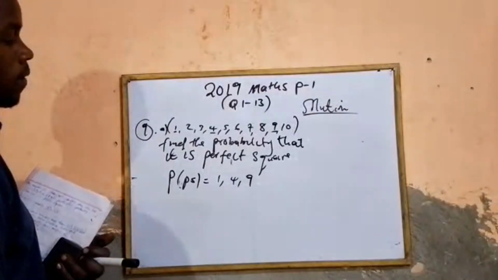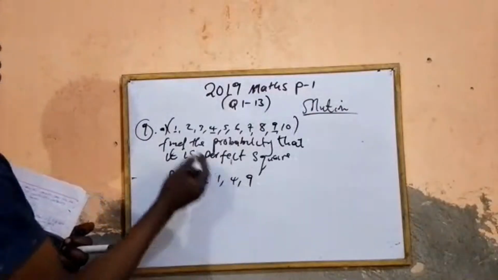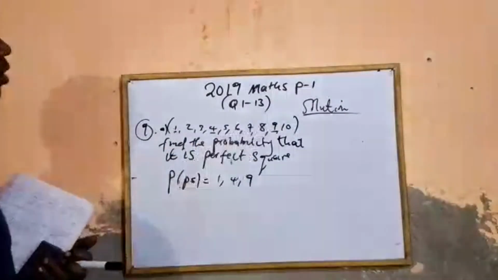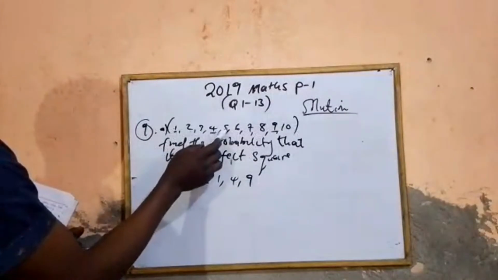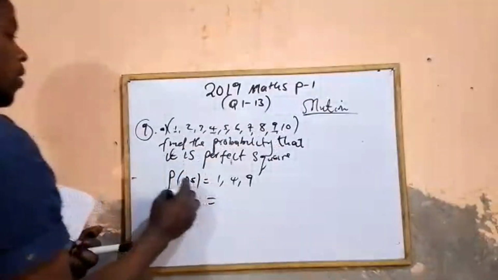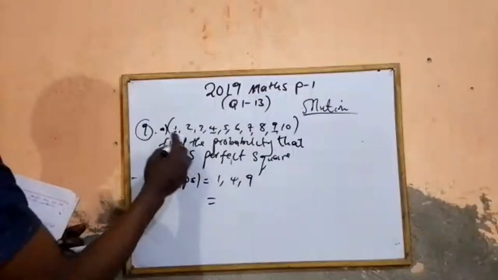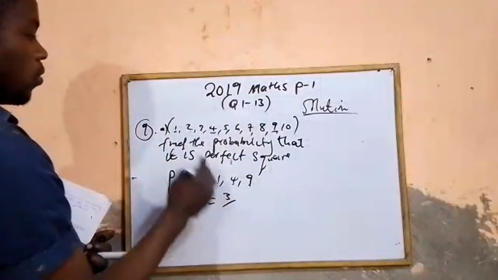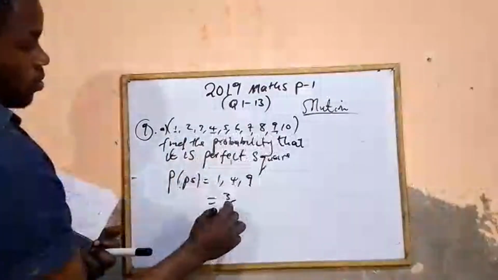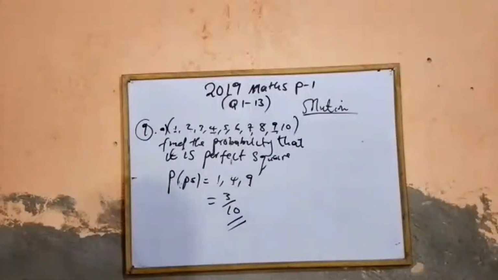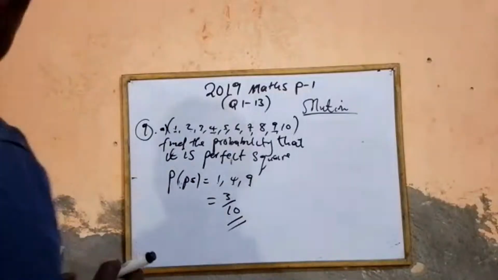And from this set, we only pick 1, 2, 3 numbers out of 1, 2, 3, 4, 5, 6, 7, 8, 9, 10. So the probability of finding a perfect square from this set is 3 out of all the numbers, which is 10. So this is the probability which they wanted us to find.